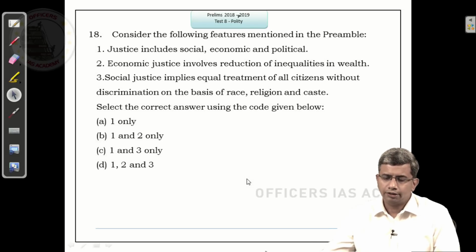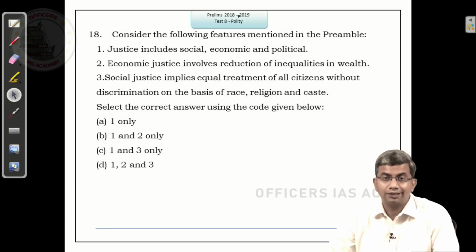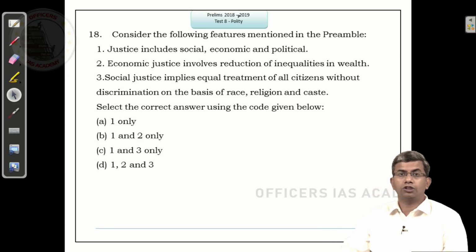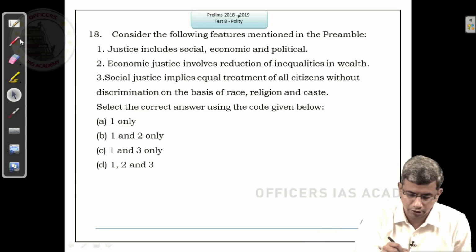So, moving on, consider the following features mentioned in the preamble. Justice includes social, economic and political. Economic justice involves reduction of inequalities in wealth. Social justice implies equal treatment of all citizens without discrimination on the basis of race, religion and caste. Select the correct answer using the codes given below. So, which of the above statements is correct? Preamble: we the people of India having solemnly resolved, and to secure to all its citizens justice, social, economic and political. So, the first statement is correct.